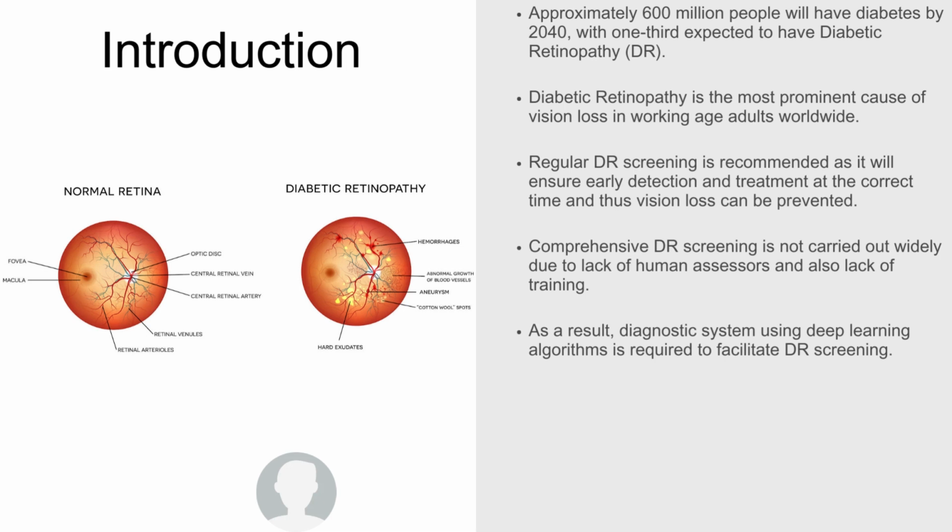There are approximately 600 million people who will have diabetes by the year 2040, and among them one third is expected to have diabetic retinopathy. Diabetic retinopathy is the most prominent cause of vision loss in working age adults worldwide. As a result, regular DR screening, that is diabetic retinopathy screening, is recommended as it will ensure early detection, and thus the treatment can be done at the earliest time possible to reduce or prevent the vision loss problem.